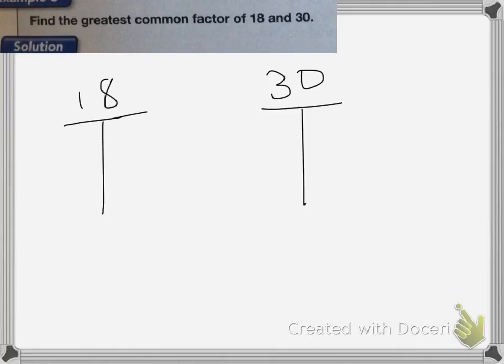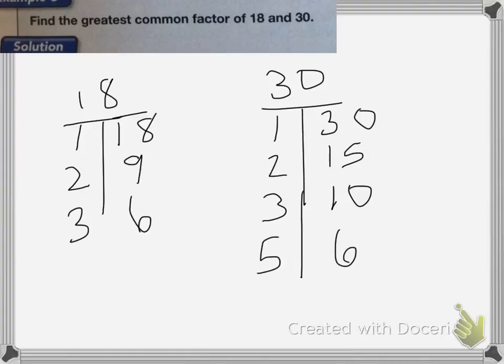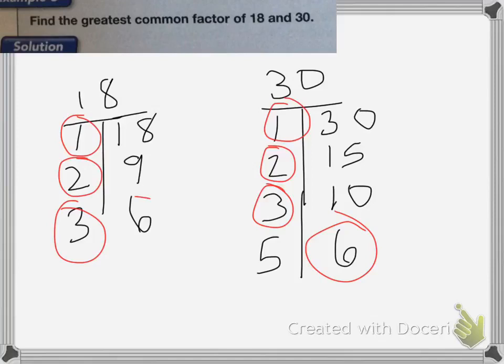So if I list the factors, I have 1 and 18, 2 and 9, 3 and 6, and for 30 I have 1 and 30, 2 and 15, 3 and 10, and then 5 and 6. So I'm going to circle the numbers that are common factors, which means that it's the same. So 1, 2, 3, and 6 are all my common factors. So the greatest common factor is going to be the biggest number, which is 6.